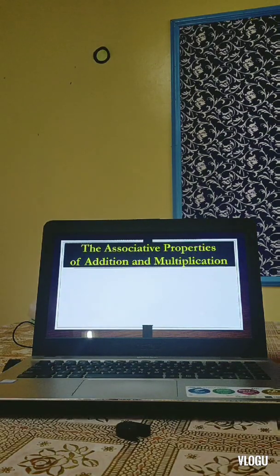Next one is the associative properties of additions and multiplications, or associative properties of real numbers.